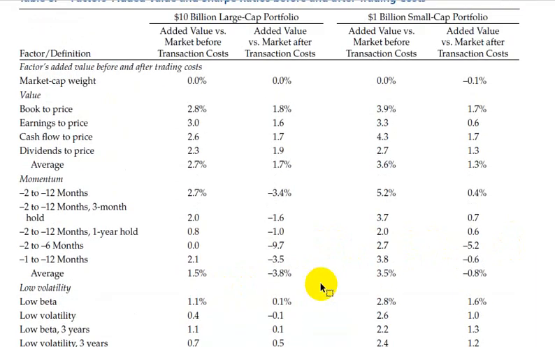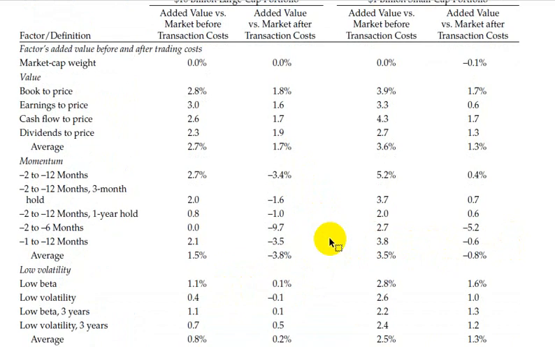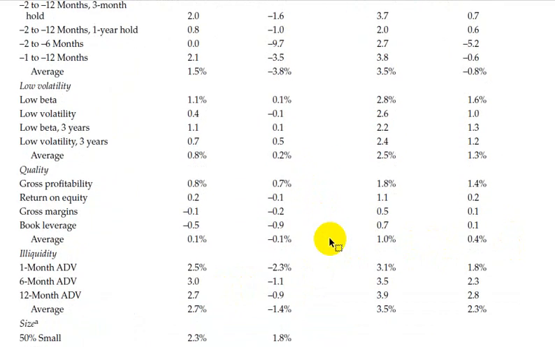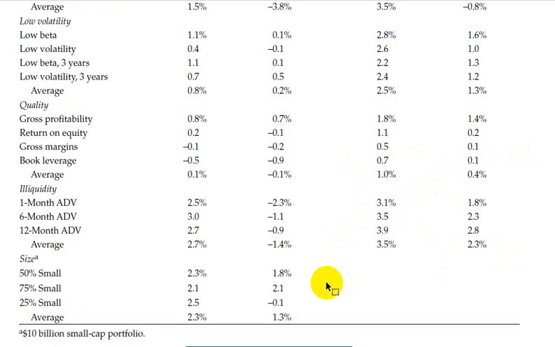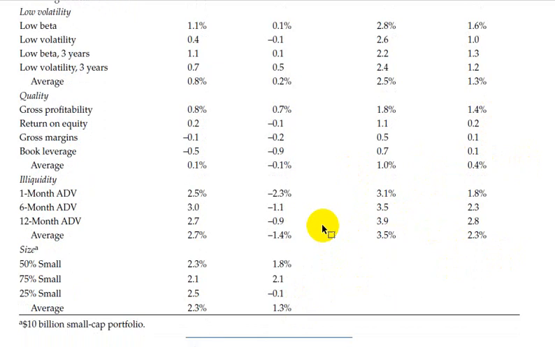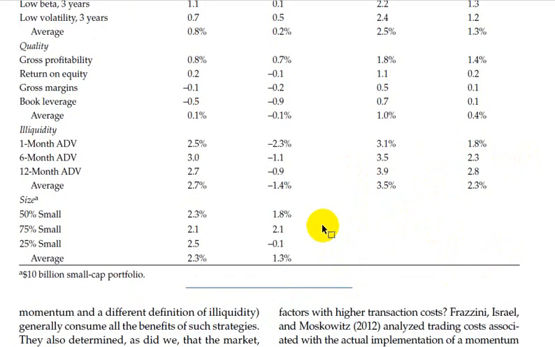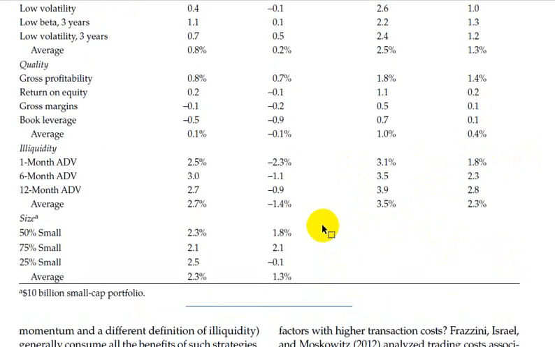So we could say that it looks like maybe only the value, small cap, low volatility, the illiquidity, and size factors are still useful to use after considering transaction costs.